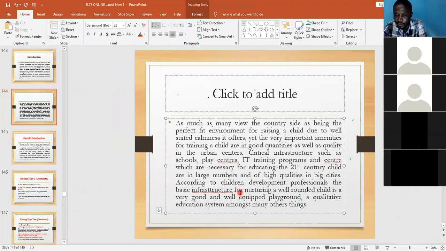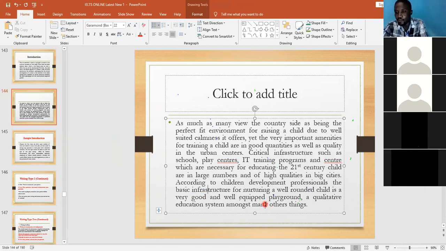I said critical infrastructure such as schools, play centers, IT training programs, and centers which are necessary for educating the 21st century child are in large numbers and of high quality in big cities. According to children, I have illustrated my point with the second statement. The third statement said, according to the child development professionals, the basic infrastructure for nurturing a well-rounded child is a very good and well-equipped playground, a qualitative education system, amongst many other things.